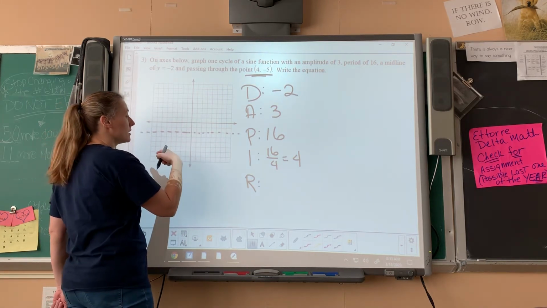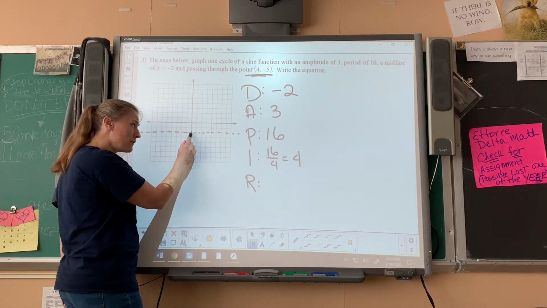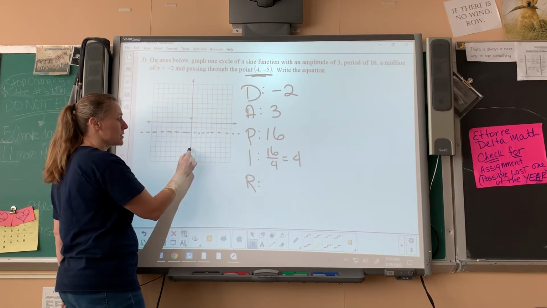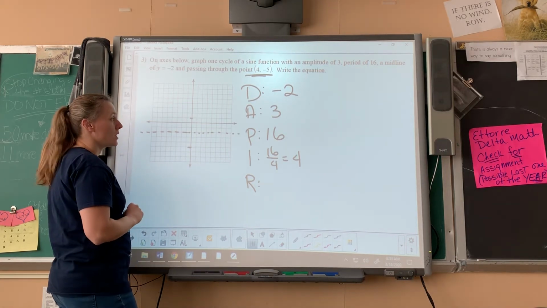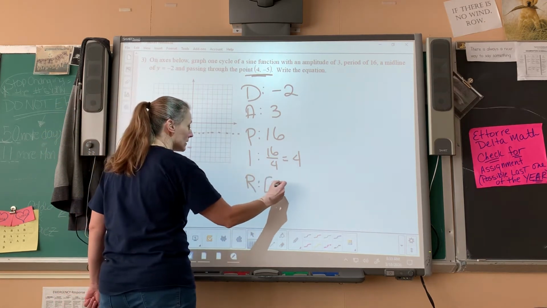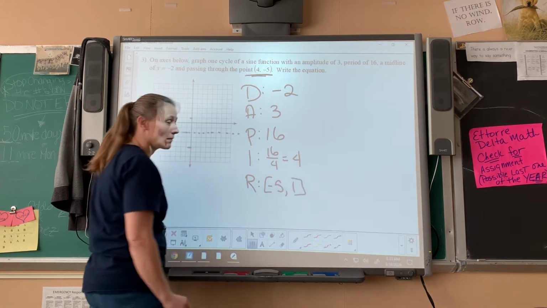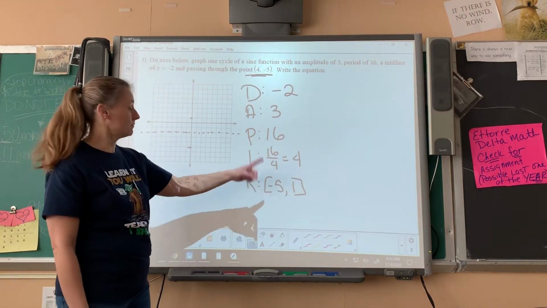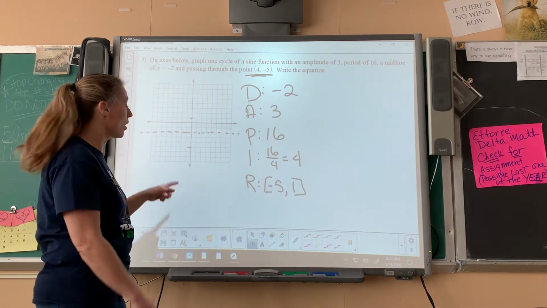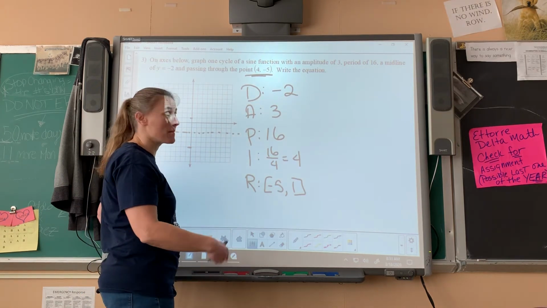Okay, and then the amplitude is 3, so from the midline, we're gonna go up 3, so this is the max here, and down 3, this is the min. So the min would be -5, and the max would be 1. That's just keeping track there, making sure that your graph stays in there. So all your points are gonna bounce up and down between the min and the max.